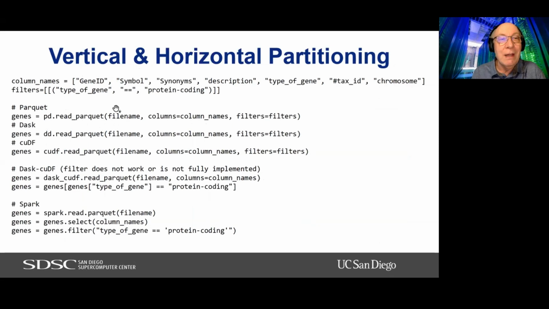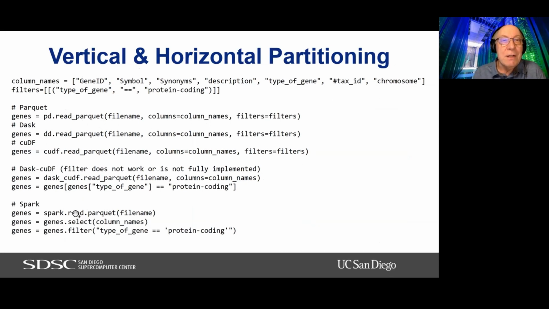But you can do the vertical partitioning and pass in the column names. And then I do the filtering as a post-processing step where I say I only want the G instead of protein coding. We also will look at Spark data frames. I think Mai talked about Spark data frames.